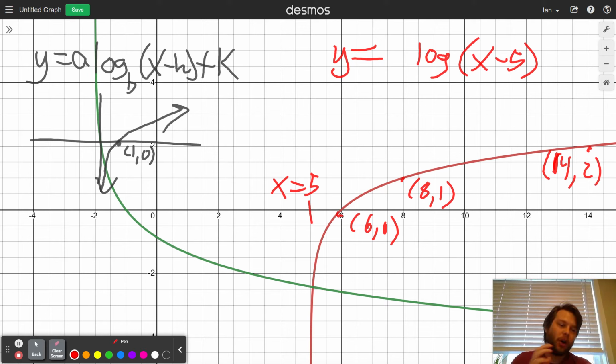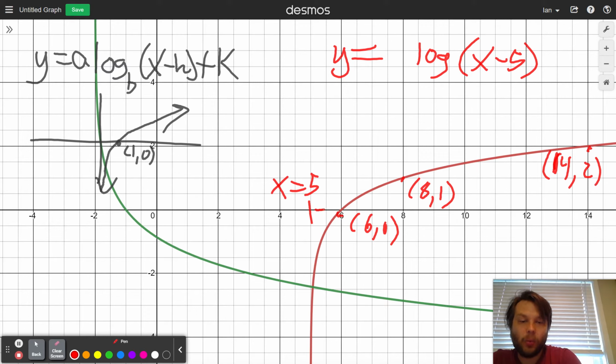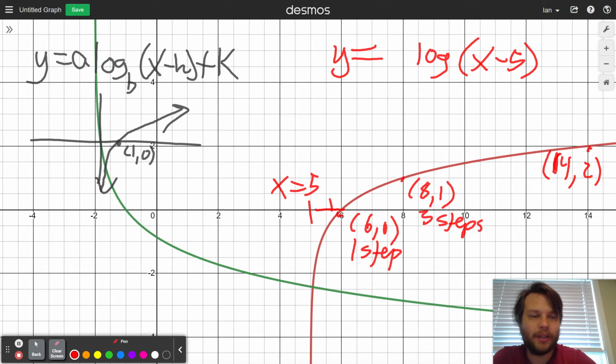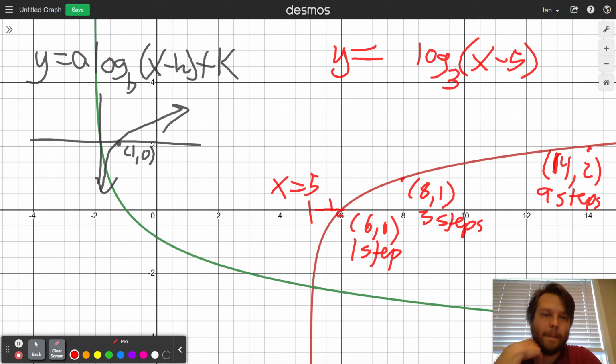And remember that what we're always relating back to is the asymptote. So when I see (6, 0), I actually think of that as being one step away from the asymptote. When I see 8, I actually think of 8 as being 3 steps away. So 6 is 1 step, 8 is 3 steps because we're relating it to 5, and then 14 is 9 steps. So what are we seeing here? It's multiplying by 3. That's our base right there. Log base 3 of x minus 5.